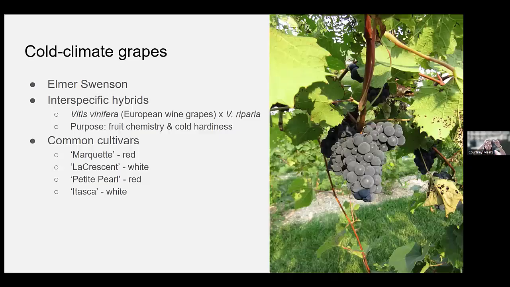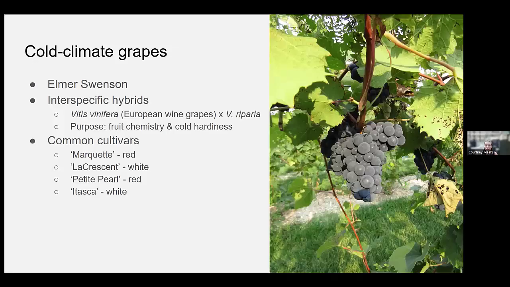And he would breed once and then breed again, creating a web of different crosses. The purpose was that he wanted the fruit chemistry of a wine grape, because the wild grapes, if you've seen them out foraging, are literally for the birds: super acidic, with small fruit set. But he needed the cold hardiness that the native grapes had. And so this has resulted in a growing industry throughout the Midwest.